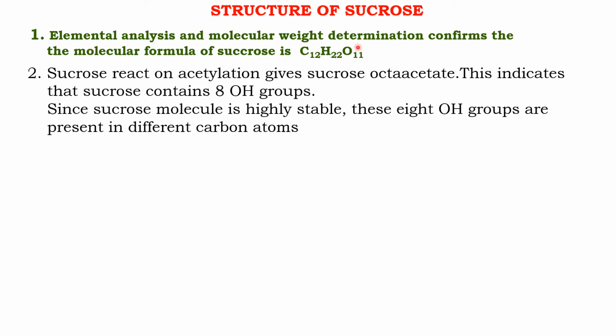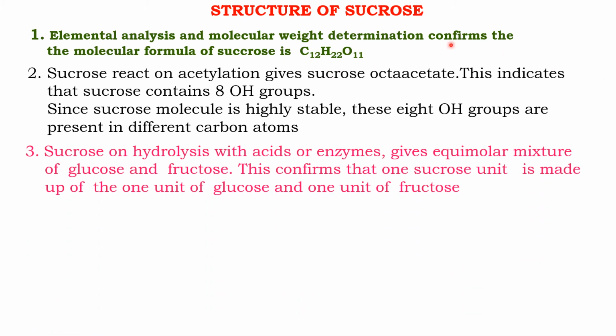The molecular weight determination and elemental analysis confirm the molecular formula of sucrose is C12H22O11. This is the first point for the structural elucidation of sucrose. So see the second point. Sucrose on treating with acetic anhydride, that reaction is called acetylation, gives you octa-acetate sucrose.